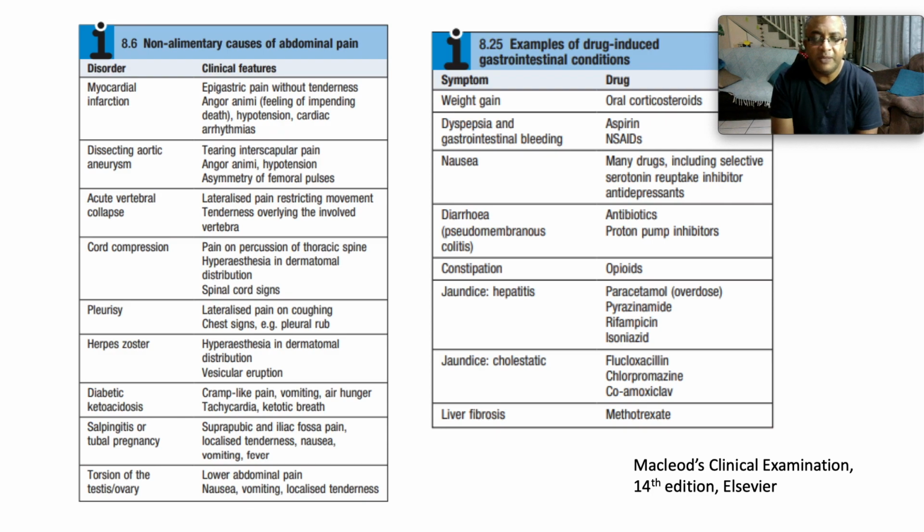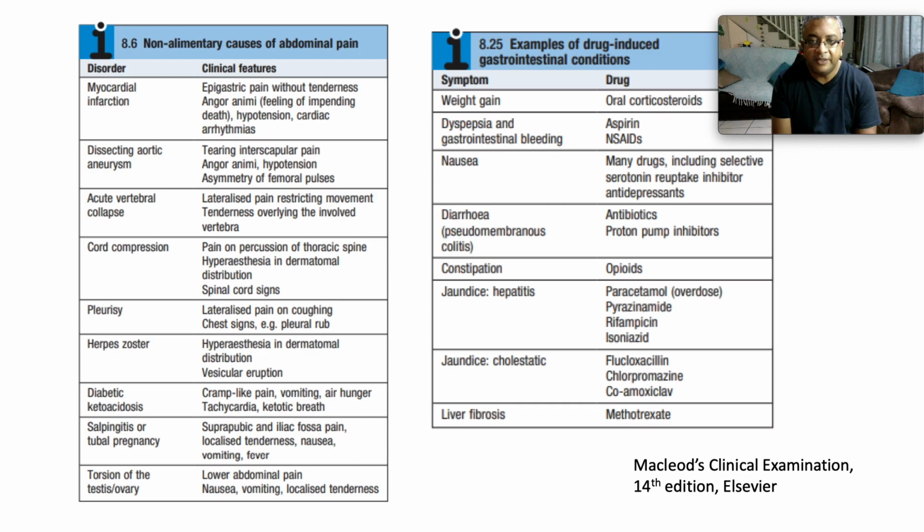Right. Dyspepsia and GI bleeds can be attributed to the common use of non-steroidals and aspirin. Many drugs cause nausea, especially your SSRIs. In terms of diarrhea, what causes pseudomembranous colitis are your antibiotics, right, and proton pump inhibitors. Alrighty, especially watch out for C. diff there. Constipation caused by opioids.